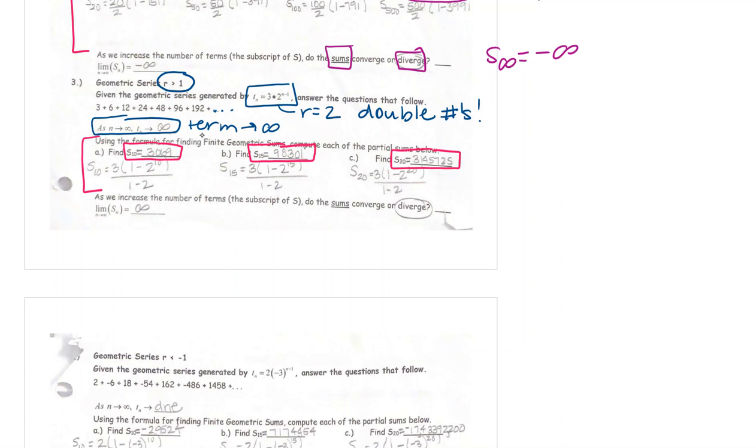Okay, but if the terms approach infinity, then it makes sense that the sum would approach infinity. So these terms diverge, and when the terms diverge, so will the sum. Okay, so in this case, the sum is diverging, but it is diverging to infinity. So we would say S sub infinity equals infinity, because that's what the terms are diverging to as well.